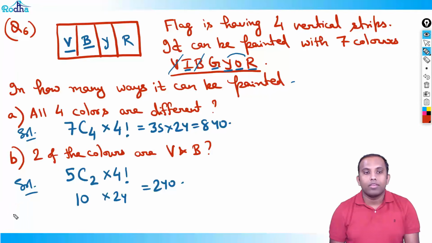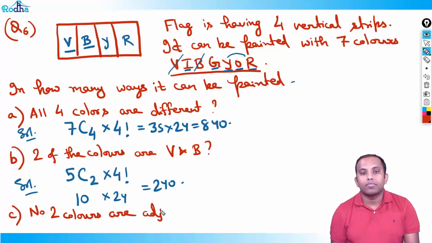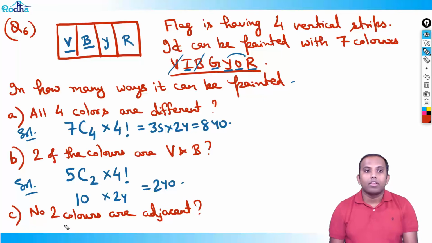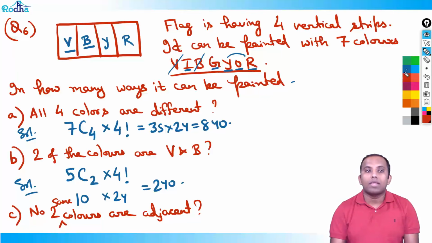Third one, that is C. No two colors are adjacent. Okay, so no 2 colors are adjacent. Sorry, I made a language mistake. No two same colors, I should write here. No two same colors are adjacent. So in this case, no two same colors are adjacent.